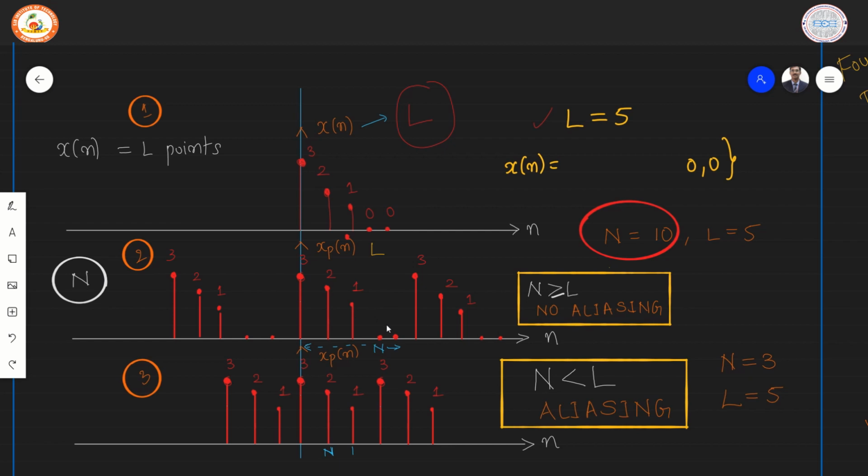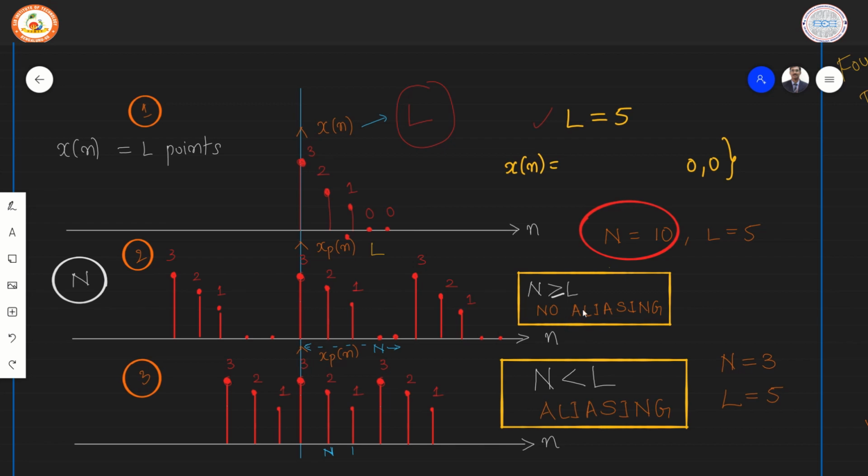Now, is it possible to get back the original? Yes. We just have to count the number of points which is equal to L and we get the information. That's not a problem. But when you say that the N value is less than L, in this case, let's say N is 3. So the first 3 points are shown, 3, 2, 1 are the values, but the remaining points vanish because once again we start repeating and the information which is there has been overwritten. This is called aliasing. So the condition, that is N value less than L, will result in aliasing, and you cannot get x of n from xp of n.